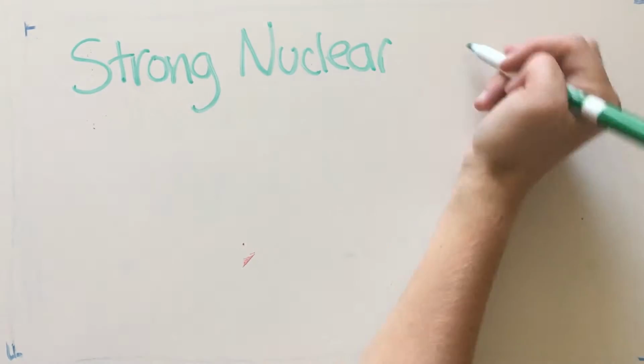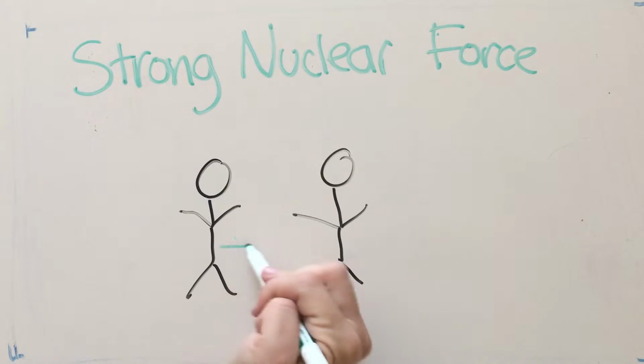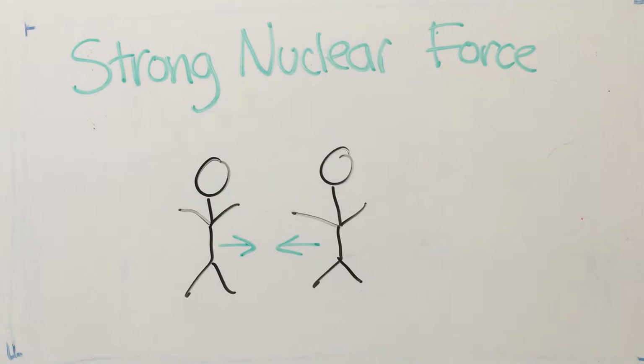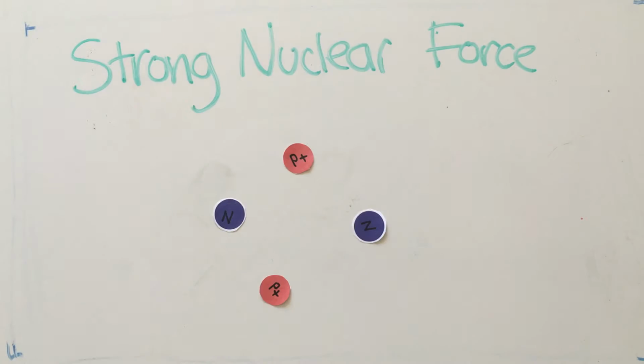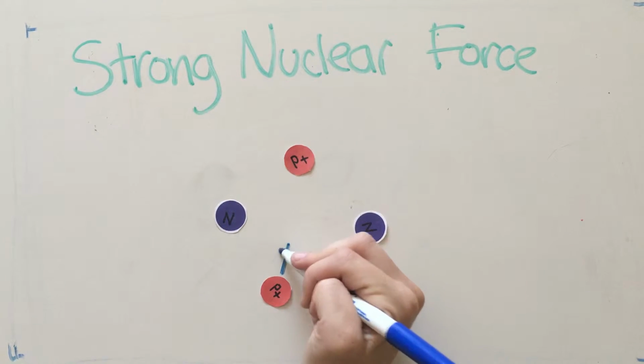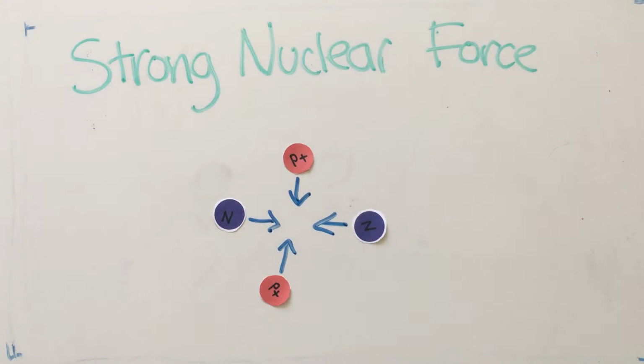The second force is the strong nuclear force. This is not a force that we see in our everyday lives, like one that would act on two humans. This is because the strong nuclear force is only significant between subatomic particles that are extremely close. The strong nuclear force is the force that brings all subatomic particles together.